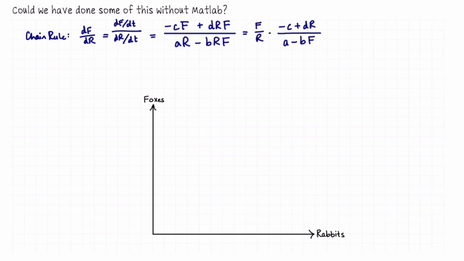Recall that the equilibrium steady state that we identified happened when R equaled C over D and F equaled A over B, which are the kind of terms that we see in this numerator and denominator. So what I would do next is actually factor, let's say, D out of the numerator and negative B out of the denominator.